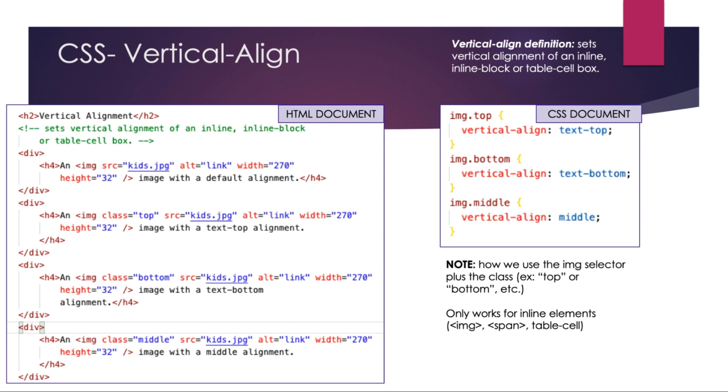So you see here how we use the image selector plus the class. So top or bottom. So it's img.top. We haven't seen that yet. img top bottom. So take particular note of that. Let's see what it looks like.